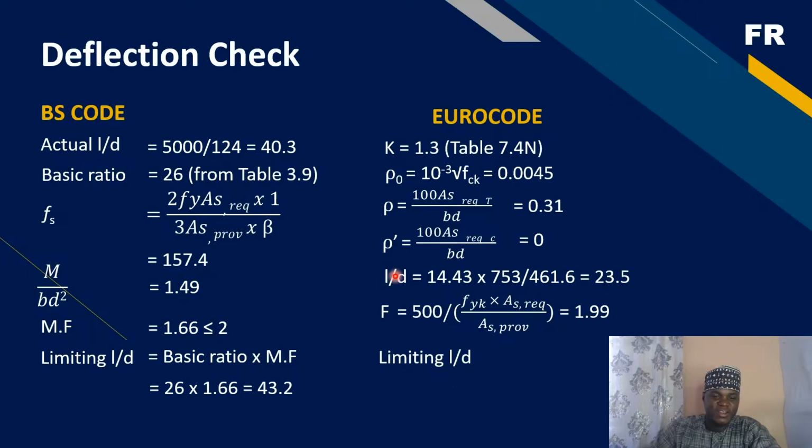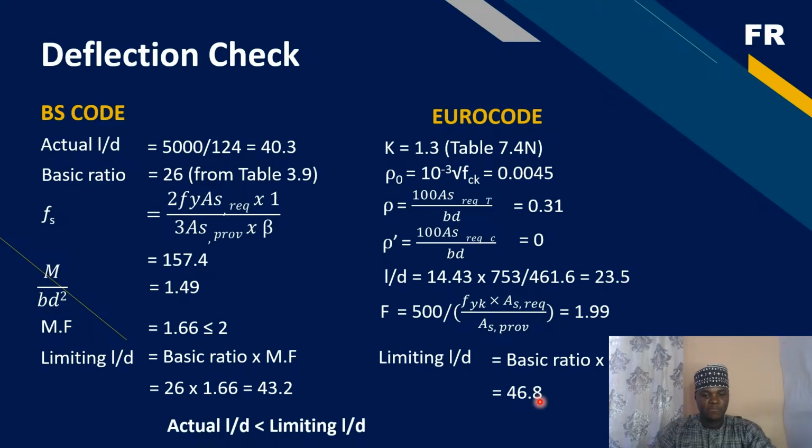So you need to multiply your basic ratio by the factor. Therefore, your final limiting ratio is going to be the basic ratio multiplied by the modification factor. That will be 23.6 that we calculated here, multiplied by the factor based on the strength of reinforcement we are using, 1.99. So at the end of the day, you have 46.8. So therefore, you can say, based on the Eurocode and the BS code, the deflection is okay, because the actual ratio of 40.3 is less than the limiting given by the two codes. For the BS code, the limiting is 43.2. For the Eurocode, the limiting is 46.8.